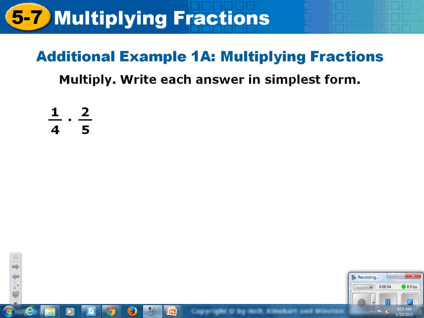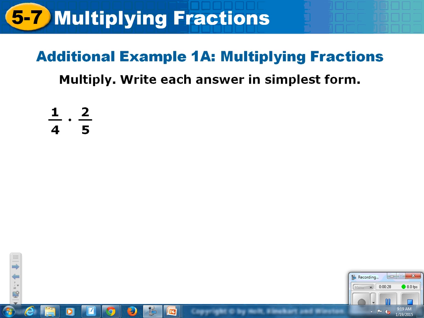Multiplying fractions. Guess what? It is so much easier than adding and subtracting fractions. Let me tell you why. No common denominator. Doesn't matter. Don't need it. Up until now, we've always had to look for a common denominator before we could do anything. Now we don't have to do that.